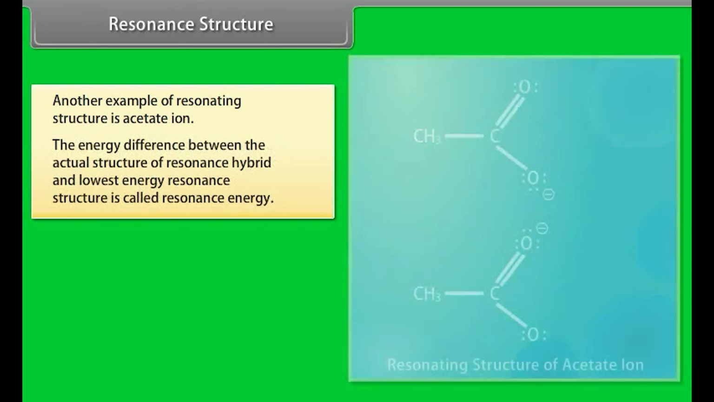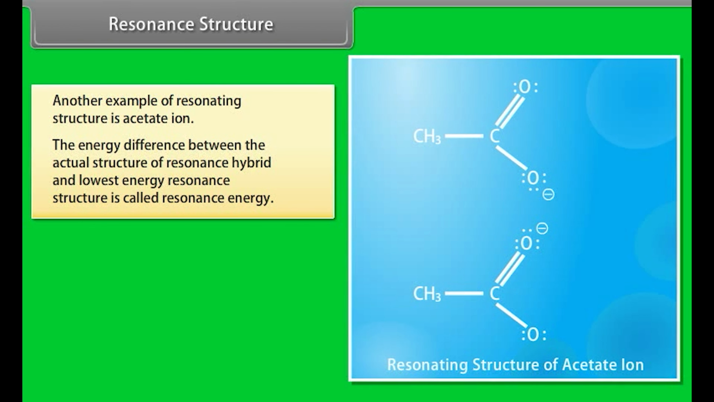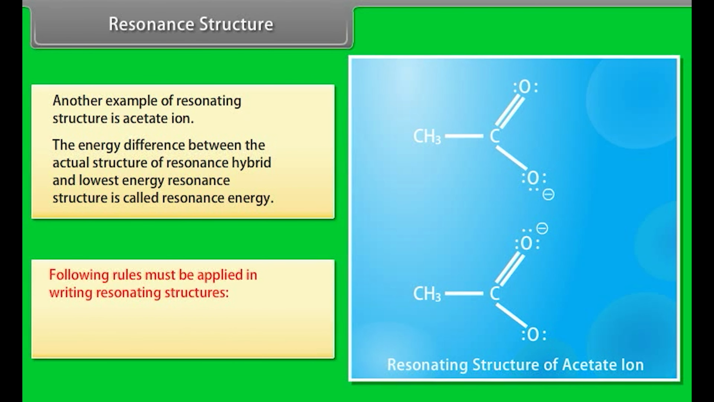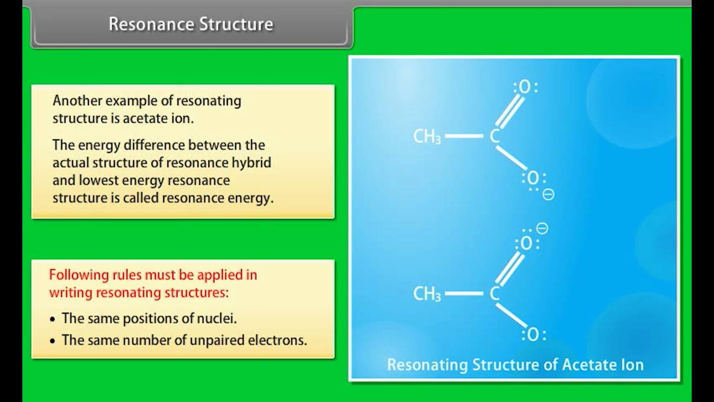Another example of resonating structures is acetate ion. The energy difference between the actual structure of the resonance hybrid and the lowest energy resonance structure is called resonance energy. The following rules must be applied in writing resonating structures: the same positions of nuclei and the same number of unpaired electrons.